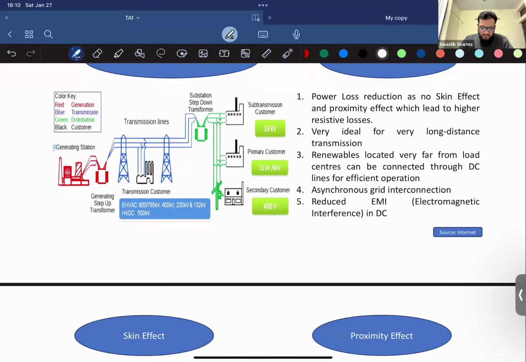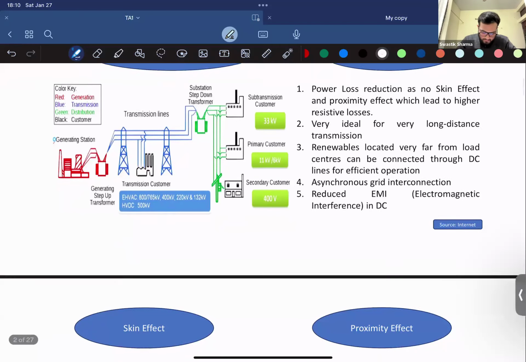Mostly renewables are located very far from load centers. These can be connected through DC lines for efficient operation. And DC doesn't require any synchronized grid connection. As you can see, AC needs to be synchronized with the grid, which is at a frequency of 50 hertz in India or 60 hertz in the US. Also, electromagnetic interference is reduced in DC.